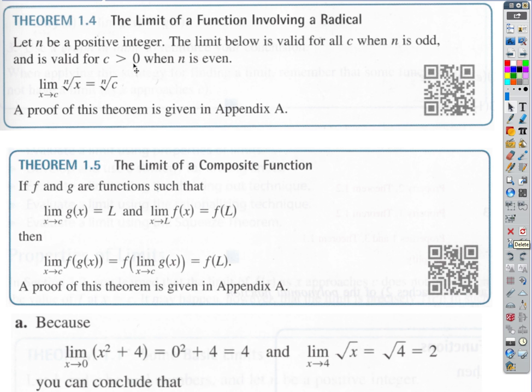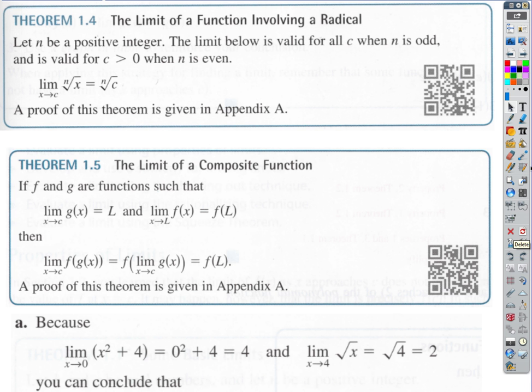Don't worry about that. Compositions of functions, same thing. This is really handy. A composite function means you have a function inside a function. That could sound like it could be difficult to take limits, but it's not. If the limit of g of x is equal to L, and the limit of f of x is equal to f of L, then the limit of f of g of x is equal to f of the limit of g of x, which is just f of L. All you have to do is take the limit of the inside function and then evaluate the outside function.